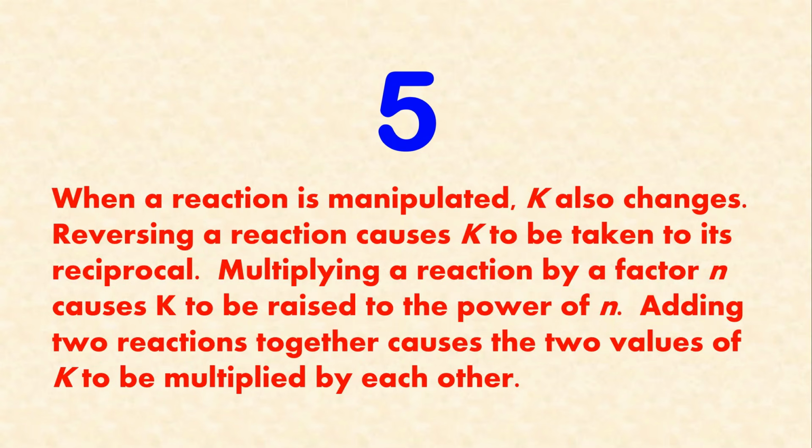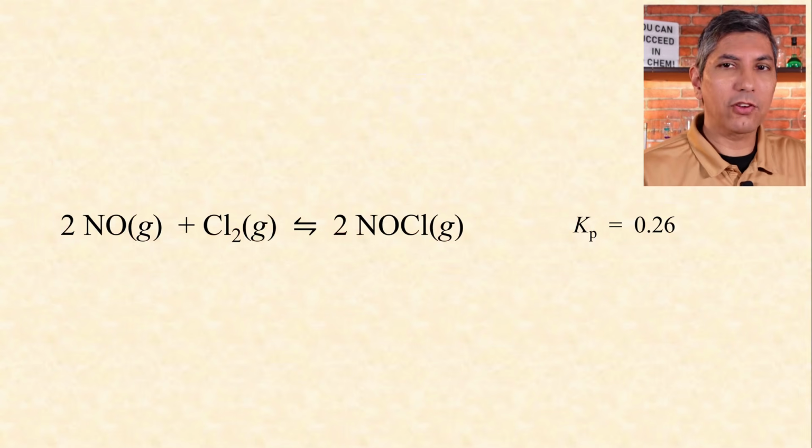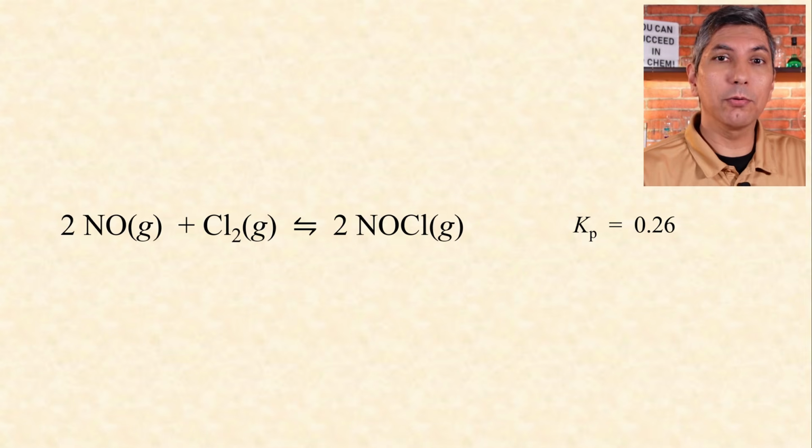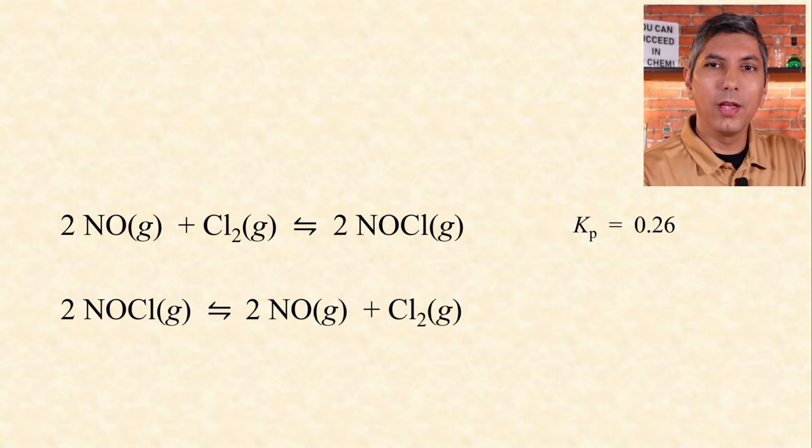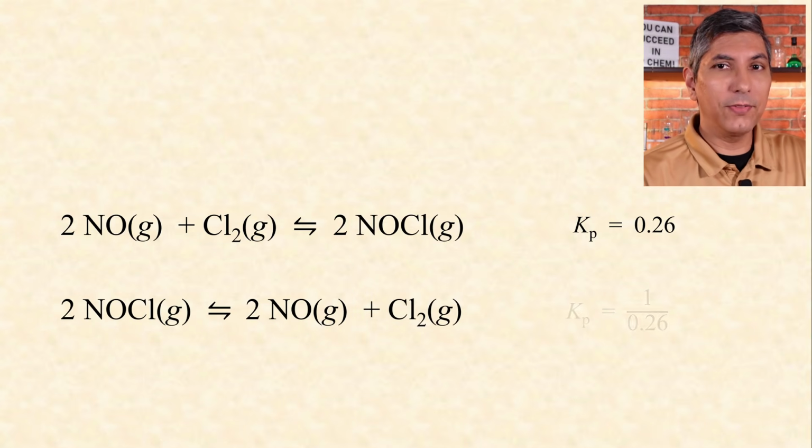Reversing a reaction causes K to be taken to its reciprocal. Multiplying a reaction by a factor n causes K to be raised to the power of n. Adding two reactions together causes the two values of K to be multiplied by each other. So for example, this reaction has an equilibrium constant of 0.26. If we reverse the reaction, like this, we have to take the reciprocal of the original constant to find the equilibrium constant of the new reaction.